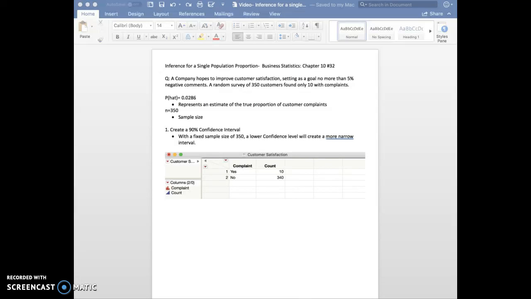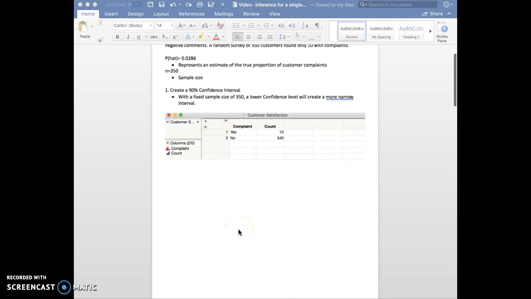Today we're going to be going over an inference for a single population proportion. Here I have written out the question. We're going to start off by defining what our p hat value is. We got this value 0.0286 by taking the 10 complaints and dividing it by 350 customers. Next we're going to list out our sample size, which is 350 customers.